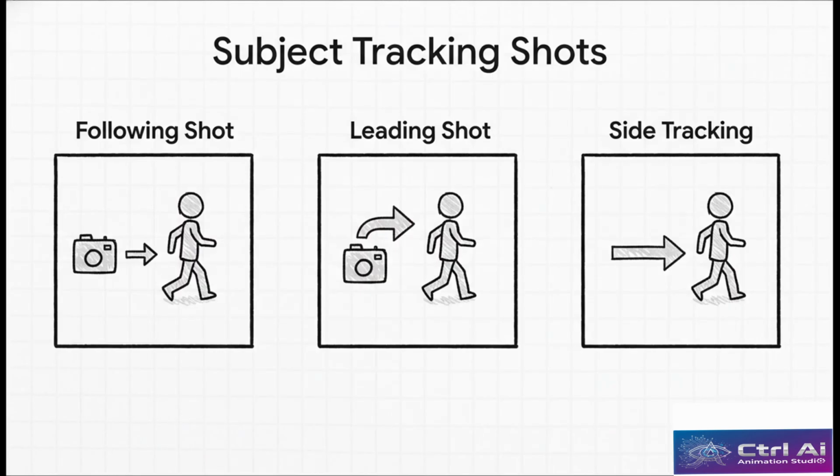Okay, what about when your subject is on the move? You need tracking shots, but which kind? Well, a following shot, where you're behind the subject, puts the audience on the journey with them. A leading shot, where you're in front moving backward, focuses on their expression and reaction as they move toward us. And a side tracking shot is perfect for showing a conversation as two people walk or just watching movement through an environment.